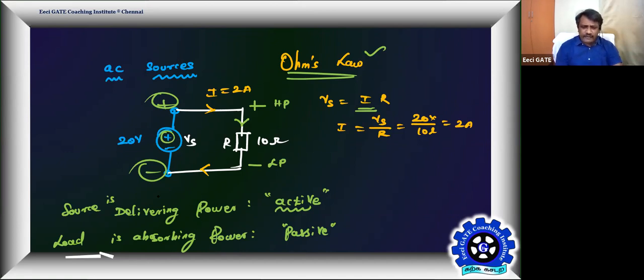Let me clear that point once again for the newcomers. Here the current is delivered by the source, which means at the positive terminal of the source, the current is leaving. At the positive terminal of the load, the current is entering. So at the positive terminal, if current enters, it is termed as absorbing. If the current is leaving, it is termed as delivering power. Is this clear, everyone?